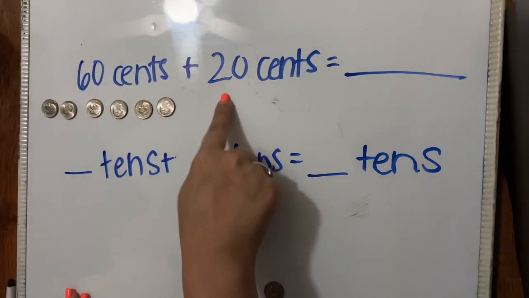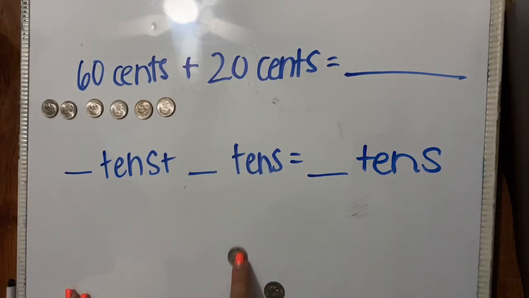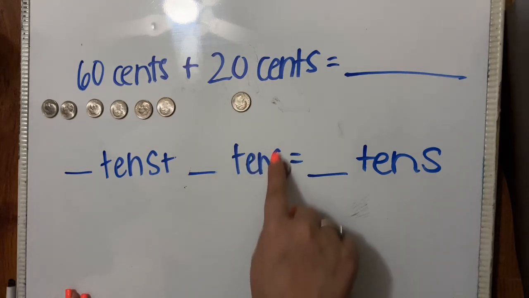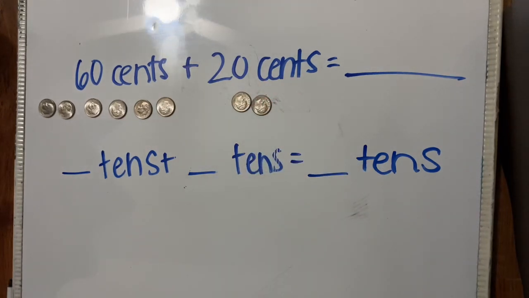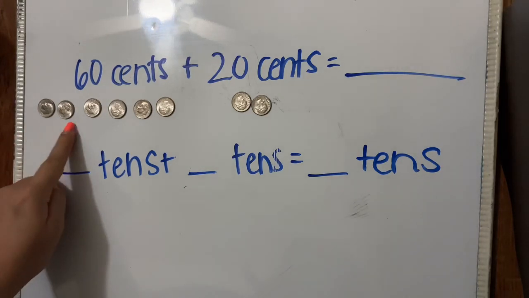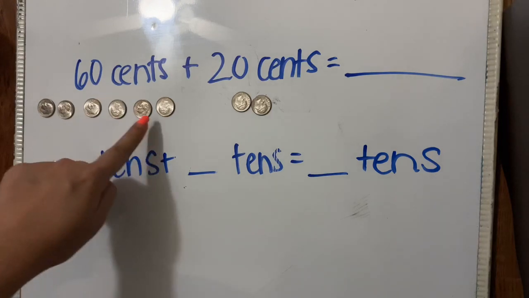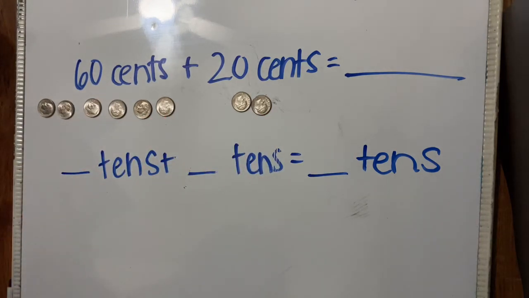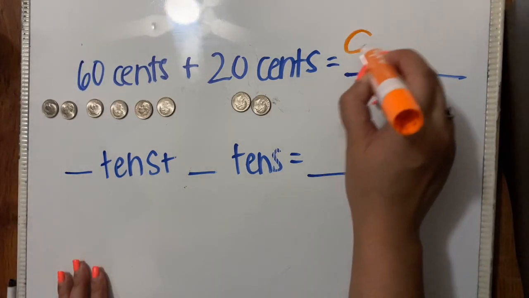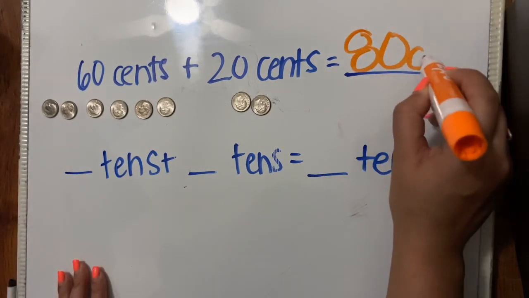I'm going to be adding 20 more. So let's see. 10, 20. So how much do I have all together? Well, let's count by tens. 10, 20, 30, 40, 50, 60, 70, 80. So I have 60 cents plus 20 cents equals 80 cents.